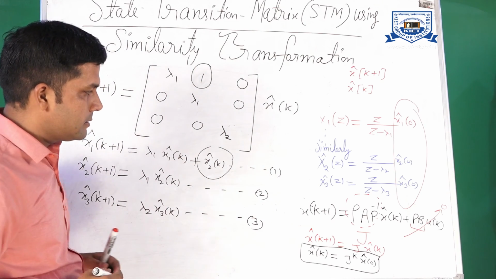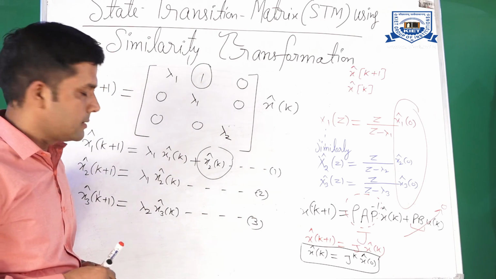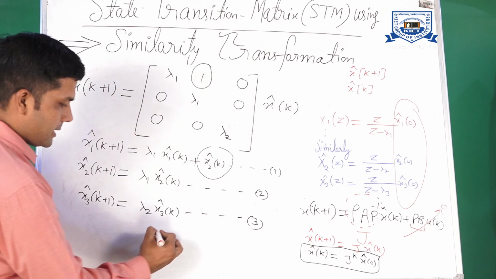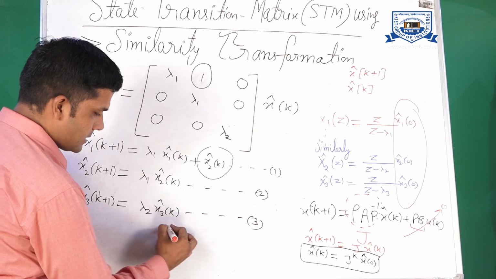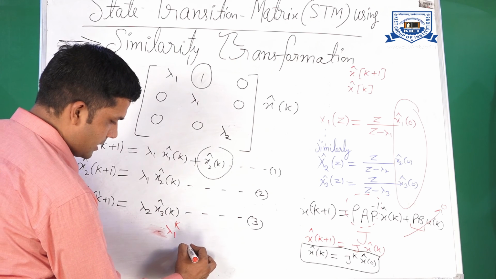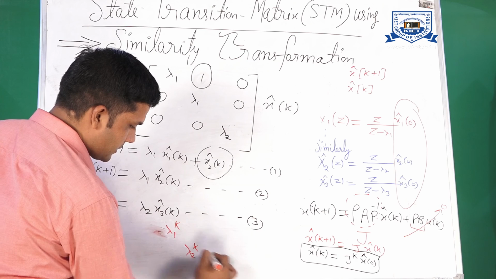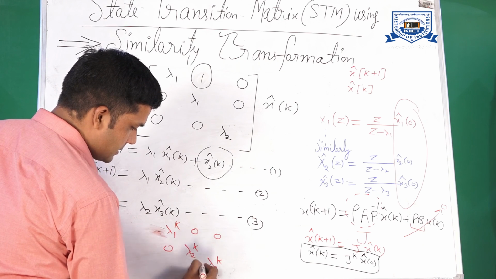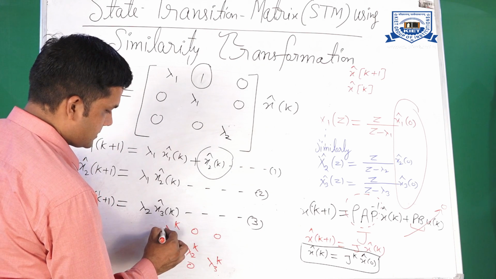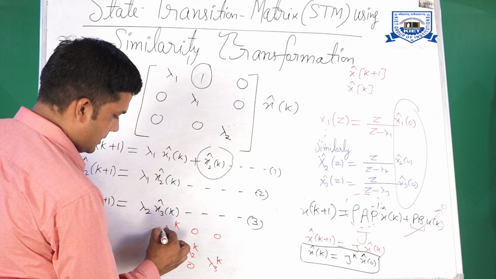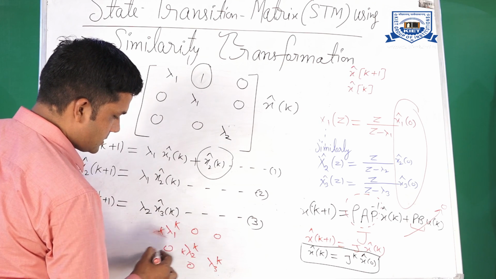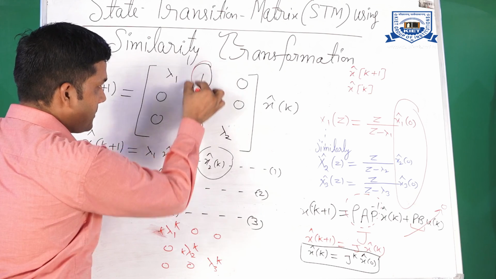The only difference in the solution is due to this factor: in this solution a ramp function occurs, or you can say multiplied by k. Because in the previous case it was lambda 1 to the power k, lambda 2 to the power k, lambda 3 to the power k, here the solution will be like this or like this, because of the repeated poles.